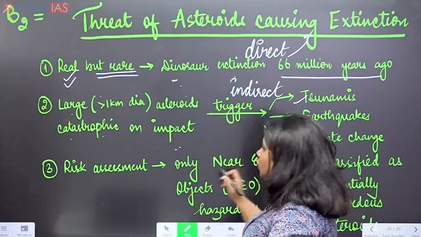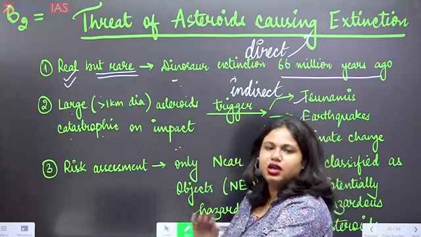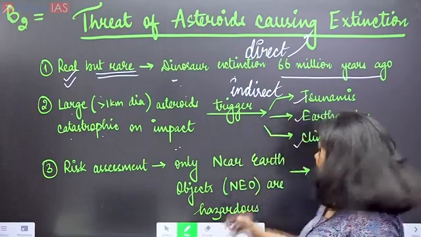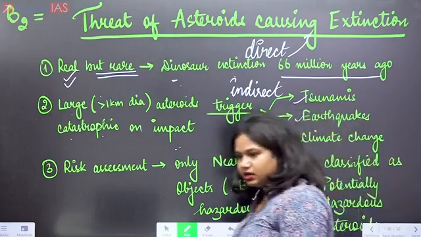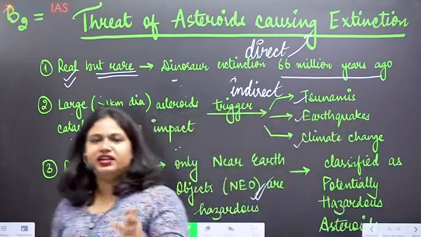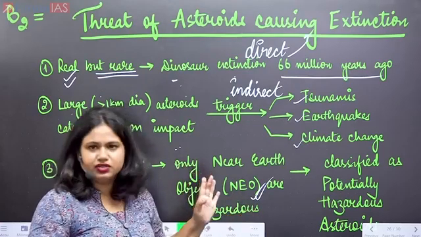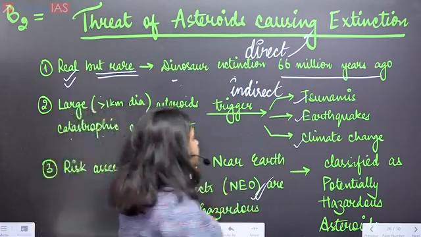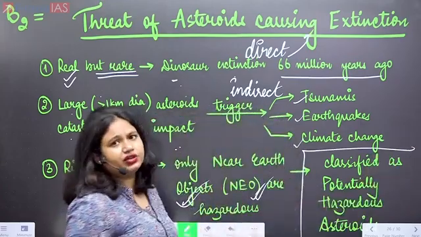Then what is the risk assessment? Only certain asteroids that are going to come close to Earth are the ones which are going to be threatening. So only near Earth objects, called NEOs, are hazardous, and they are classified as potentially hazardous asteroids, right? So they are called PHAs. Now, this information you may or may not have, but this fact is easy enough for us to generate.